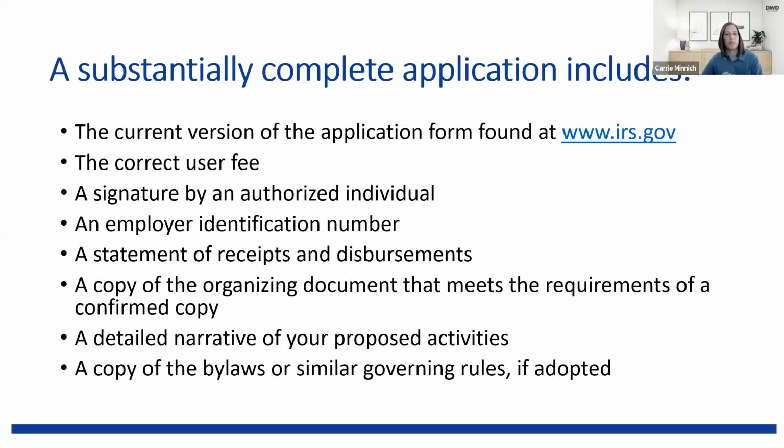So again, the user fee, making sure that you are filing on pay.gov. It has to be signed, making sure that you do have the EIN number that we talked about from your SS4. You need to provide financial information, a copy of the organizing document, which is your articles that we just talked about. You have to provide a narrative of your proposed activities and then a copy of your bylaws. So again, a lot of work goes into this. That's why it's very important that your organization not do anything to lose your tax exempt status, because then you're going to have to go back and refile this again.